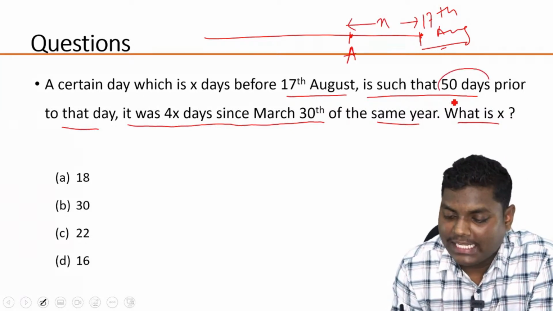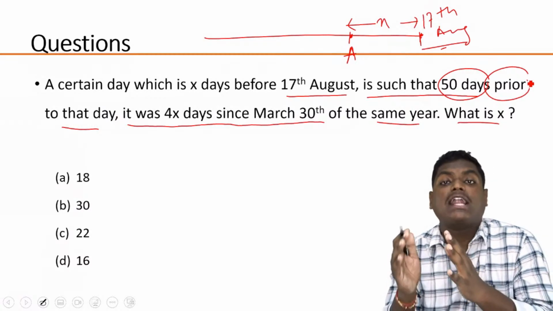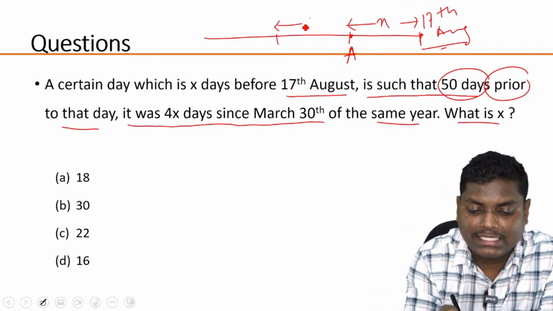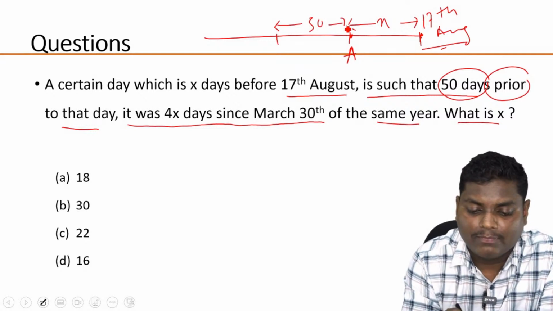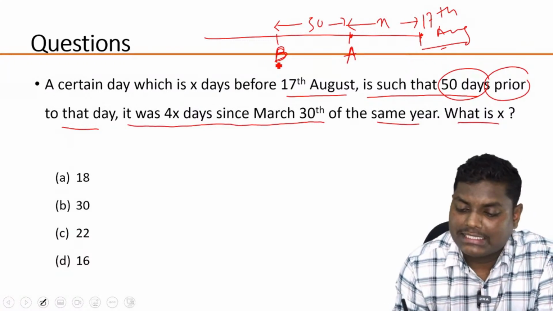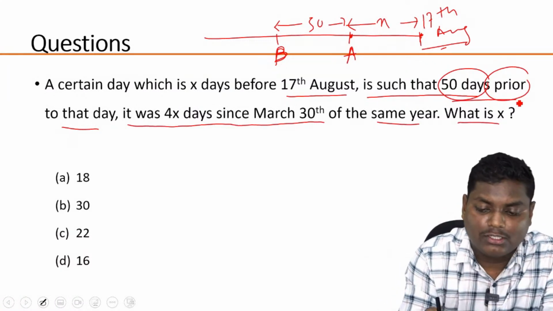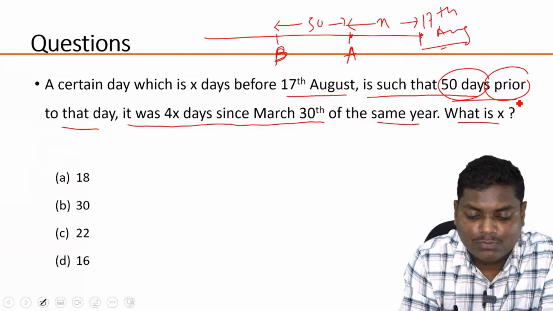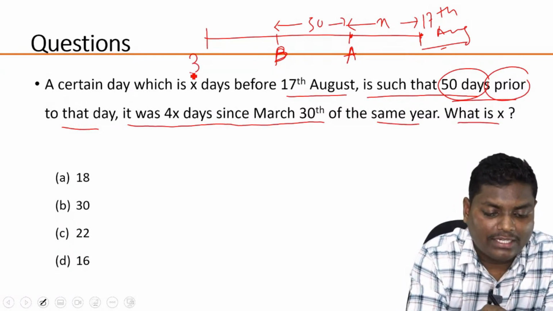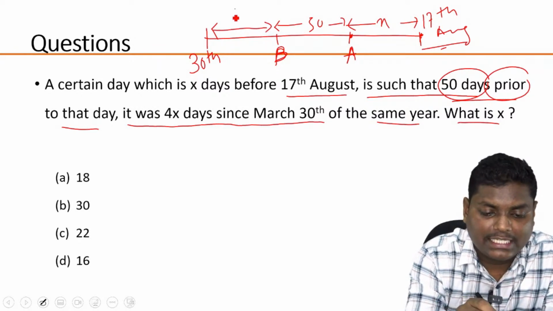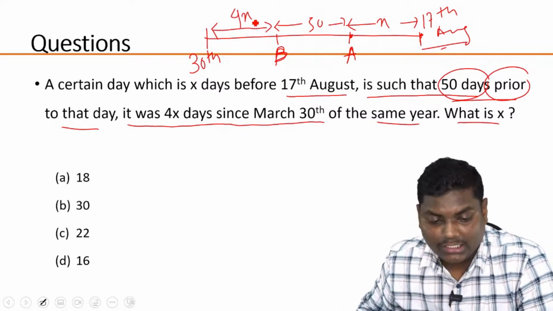Is such that 50 days prior to it. So 50 days prior to it means 50 days before it. So 50 days before A, let's say this is B. Just go through the question accordingly. Is such that 50 days prior to that day, to A, it was 4x days since March 30. So if we are having a date here, March 30, from this to this, it is 4x. Do you get the question now?